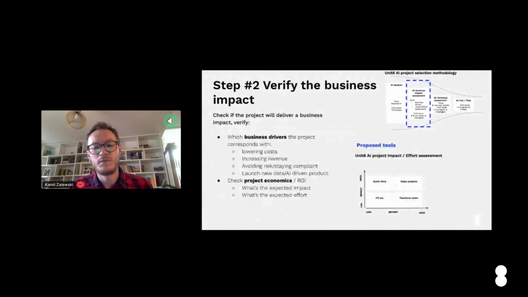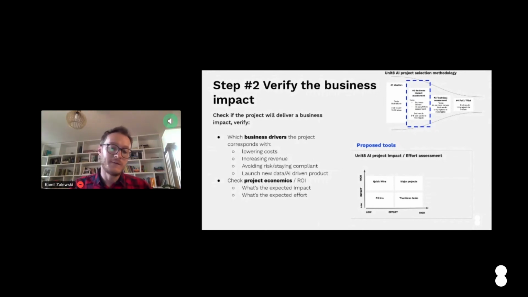And a few things that we're doing here, like I mentioned, depending on what your business drivers are, we're trying to make sure that the projects that we're investigating are either helping you lower cost, or helping you, of course, increase revenue, or helping you stay compliant, or maybe there's a brand new data-driven product that you're designing. And again, we are trying to ensure that the projects that we're working on and helping you evaluate do align and correspond to those business drivers.